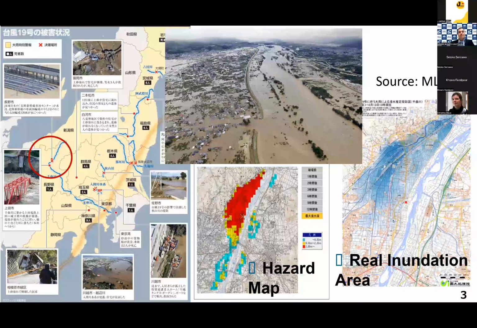So I am showing now some pictures related to the real inundation after Typhoon Hagibis in Japan, in the Tohoku area or other areas. So you can see the real inundation due to the breaching of the embankment, and many areas, even the Shinkansen area, have been flooded in this typhoon. And this is the hazard map from before.